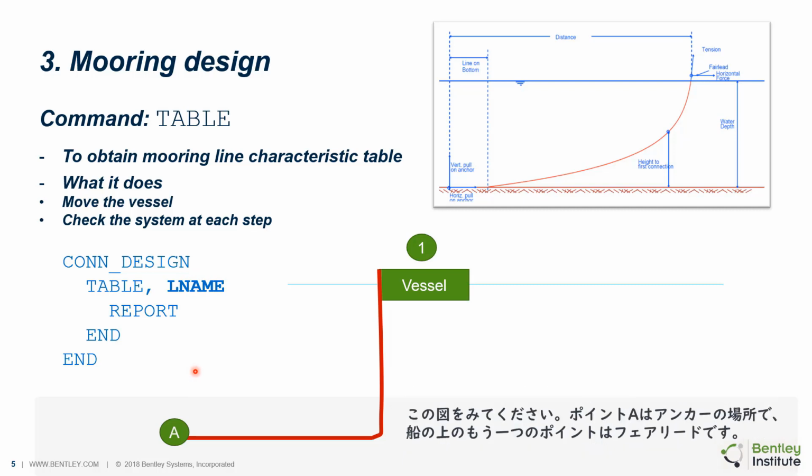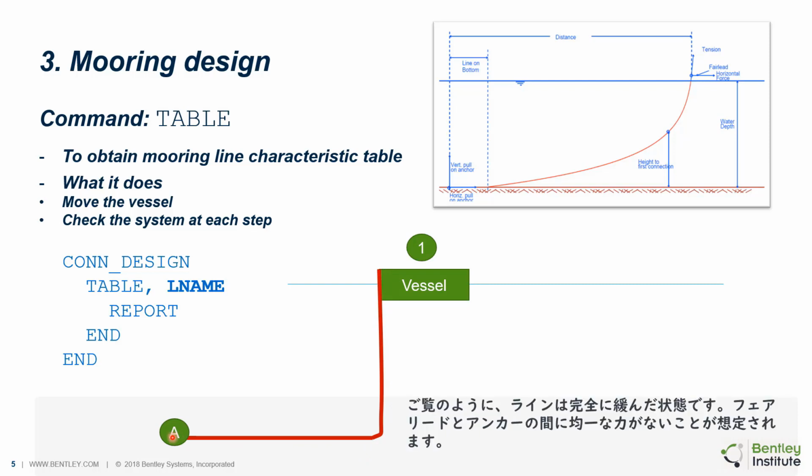Let's take a look at the picture. Here, point A is the anchor point, and the other end of the line on the vessel is the fairlead point. Once this command is issued, MOSES only considers the vessel and one connector.